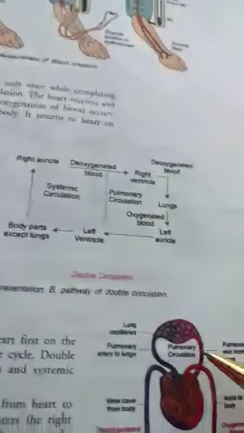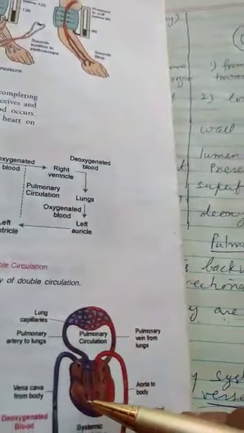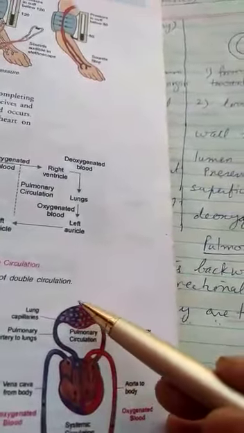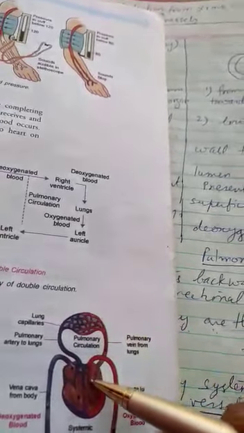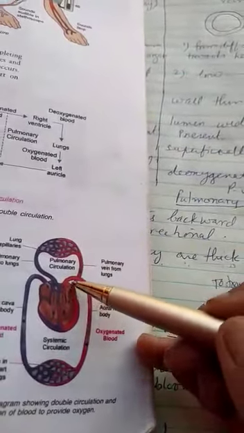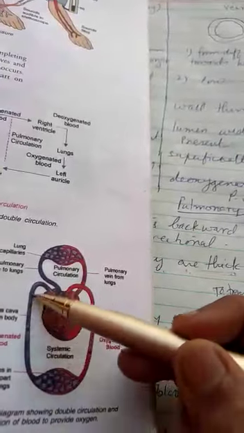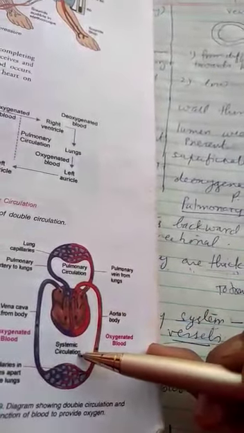Once more, with the help of the diagram we can see. This is known as pulmonary circulation. The blood from the heart to the lungs and back to the heart. This is pulmonary circulation. Blood from the heart to the different body organs and back to the heart. This is systemic circulation.